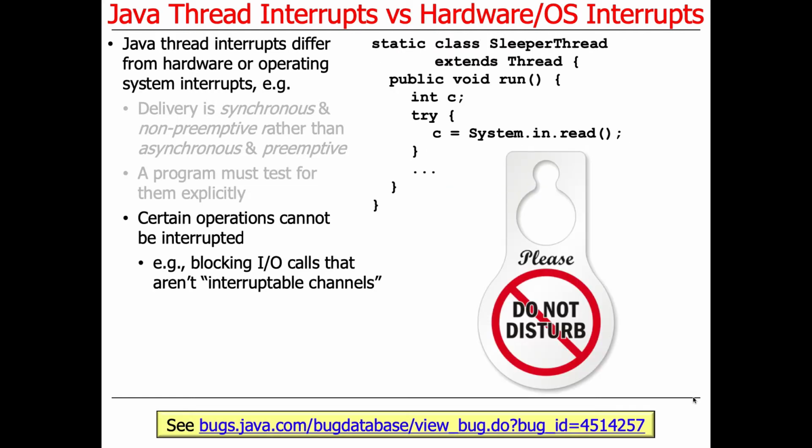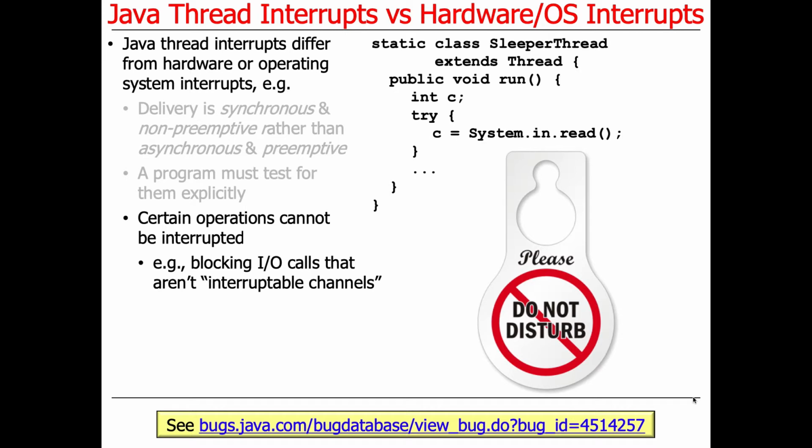Oddly enough, and this is actually really frustrating, certain operations in Java cannot be interrupted. So if you block on I/O channels that are not interruptible, there's no way of interrupting that code. And you can actually read about this. This bug has been known probably for 20 years or so. I think it's a bug.